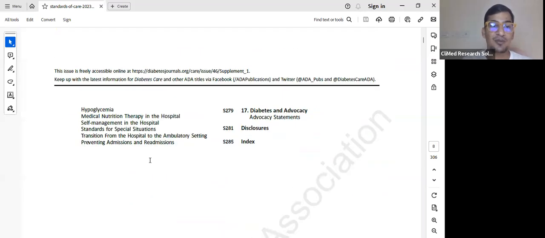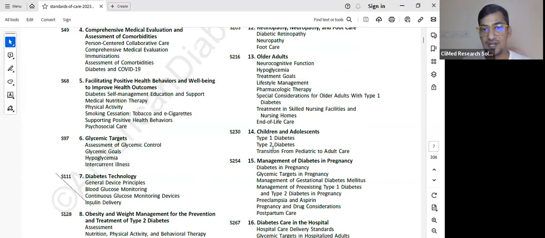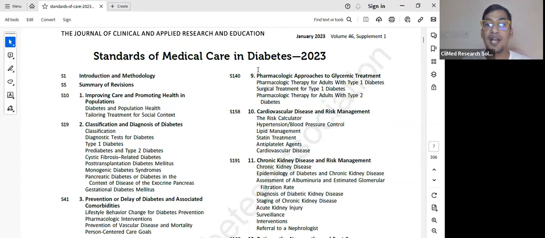And then obesity management. Here, see, look at this, obesity and weight management to prevent diabetes, right? And now if you look at this, now it comes to the pharmacological approach for glycemic treatment, like type 1 diabetes, type 2 diabetes.